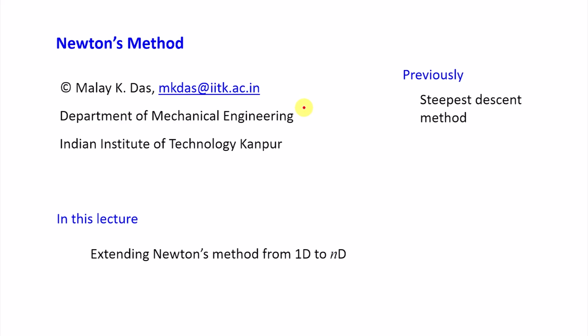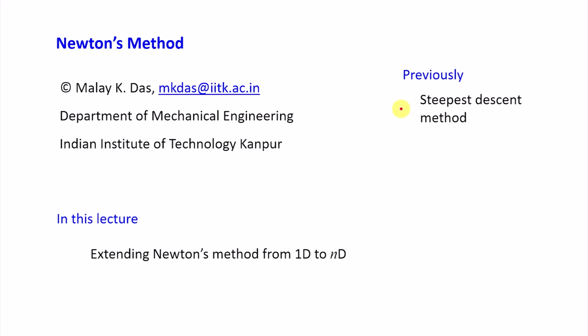We are discussing multidimensional unconstrained optimization, and in the last session we were talking about the steepest descent method. We have seen the theory of the steepest descent method, and we have also performed an exercise on an actual computer using it. Now we want to talk about Newton's method.